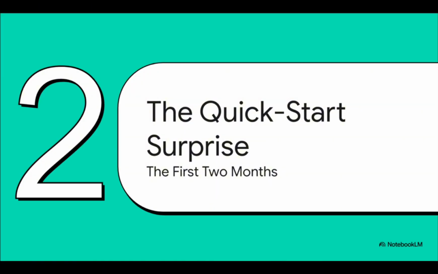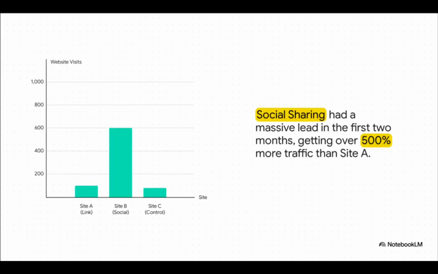One of these strategies didn't just take the lead, it completely left the others in the dust. And this chart just shows it perfectly. I mean, look at this. In just the first 2 months, Site B, that's our social sharing site, saw this absolutely massive spike in traffic. We're talking over 500% more visits than the link building site. At this point in the race, it really looks like a total blowout.